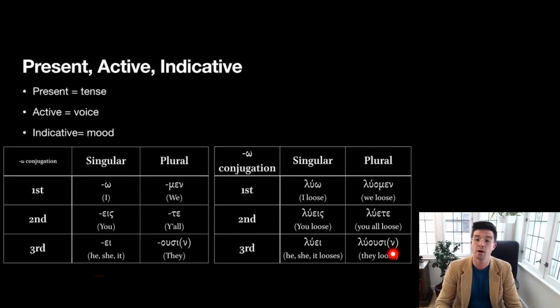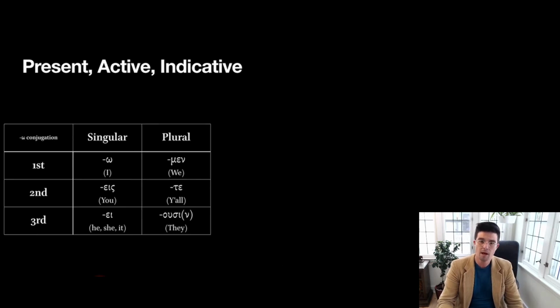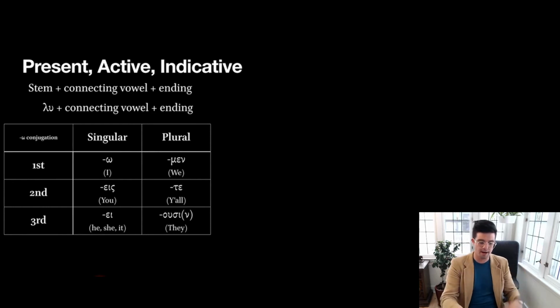It will be there when the next word begins with a vowel, to make the verb a little bit easier to pronounce, because it's easier to end a word with a consonant when the next word starts with a vowel. And when the next word starts with a consonant, the nu will not be there.